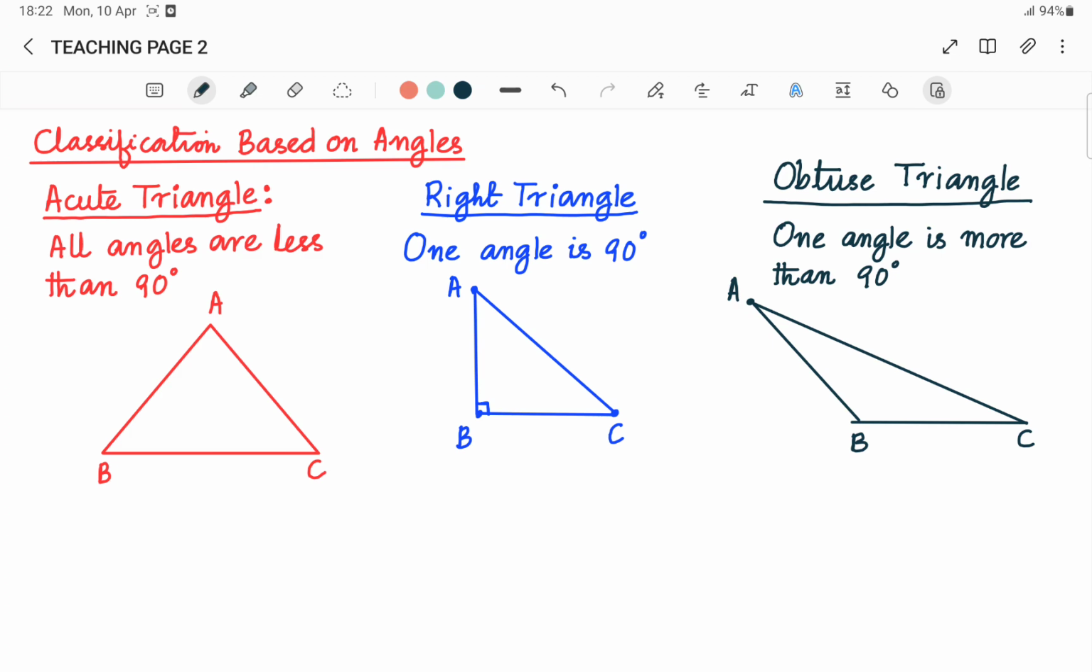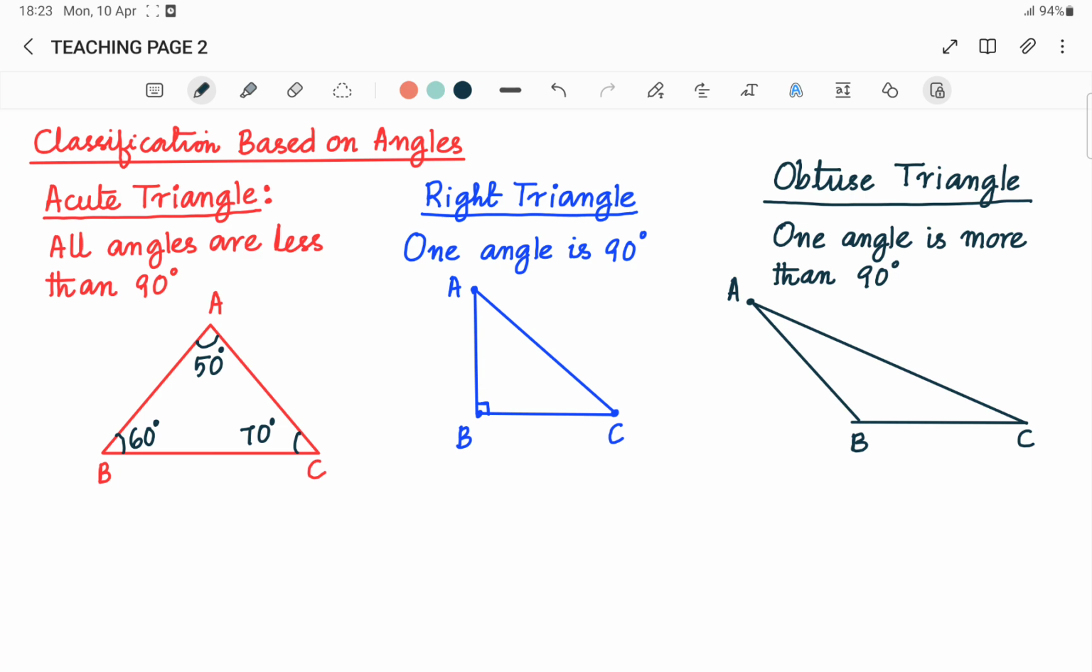Okay. So in an acute triangle or acute angle triangle, all angles are less than 90 degrees. Suppose if I take this, suppose this is 60, 70, 50. You can call this triangle an acute angle triangle. All the angles must be less than 90 degrees.